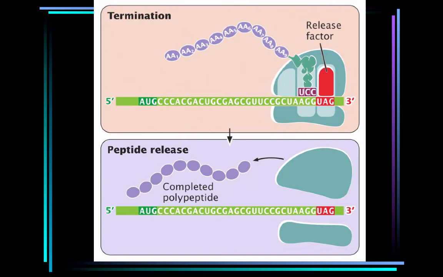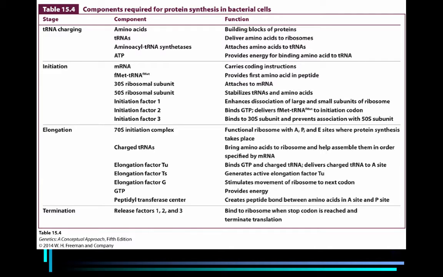So table 15.4 in your book is a really good source of information to go through and look at the 4 different stages of this process, all of the enzymes and initiation factors and elongation factors that are involved. And just keep in mind that we're going to concentrate on bacterial cells because eukaryotic cells get much more complex. There's much more regulation associated with it. So this is a really good table for you guys to start memorizing this process.